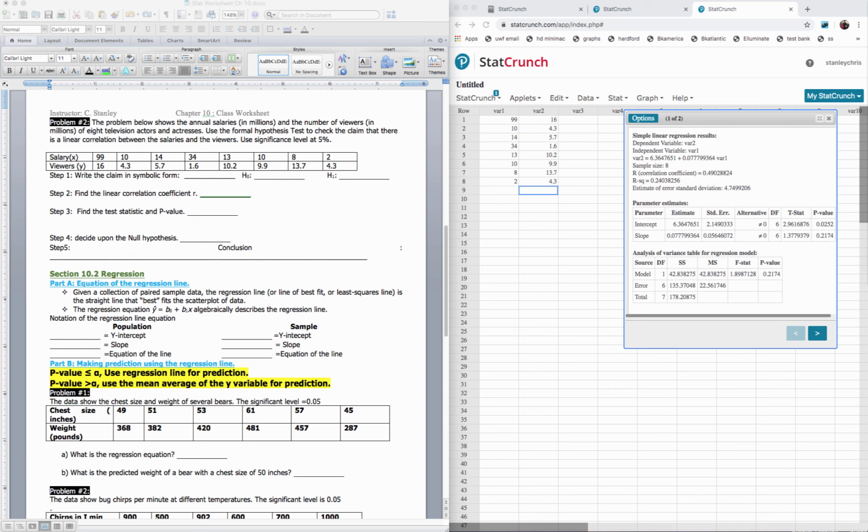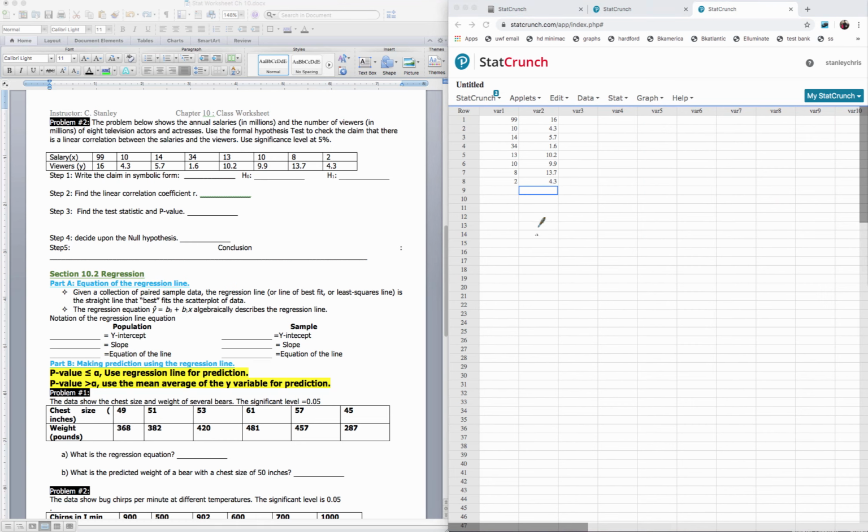Okay, let's look at 10.2. So once we figure out that there's an association, really the main goal here is to model this equation with the line. And that line should be kind of centered around the scatter plot.